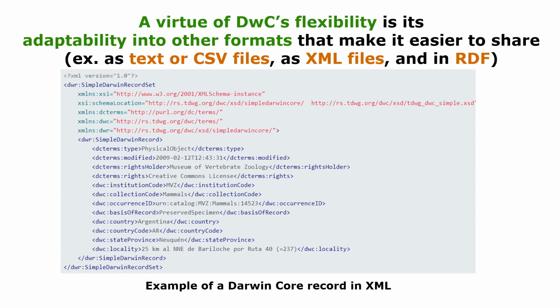A virtue of Darwin Core's flexible structure is that it makes the adaptability of data sets more realistic. For example, here is a Darwin Core record in XML. This same data can also be expressed in other ways, including in a CSV or text file for using in databases or textual descriptions of specimen collections, as well as in RDF triples.